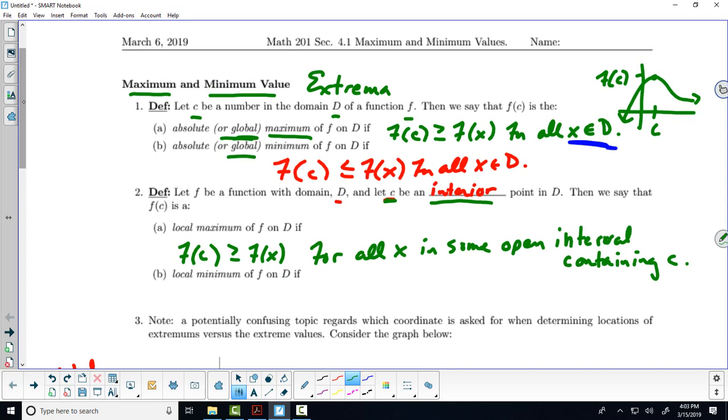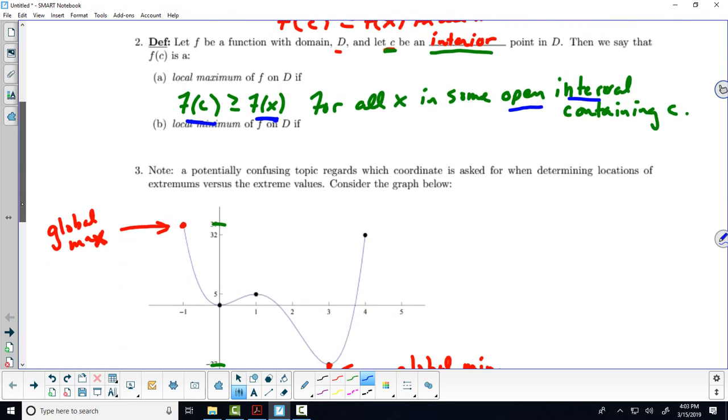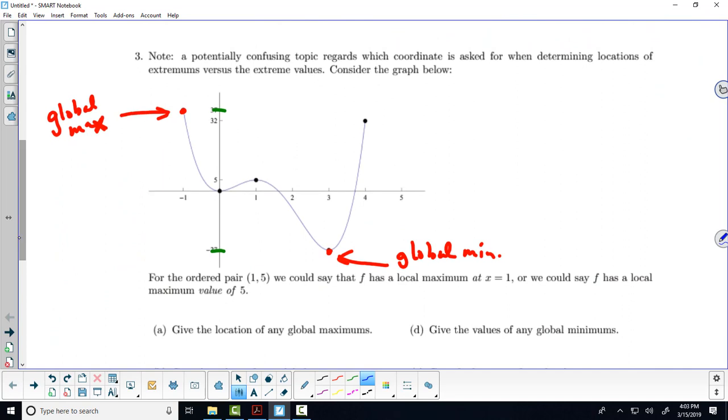Okay. So you still have to be the greatest y value around, but only in some open interval containing the point. So let's go down here. Let's look at this function right here, and let's see if we can identify a local maximum. Okay? Well, first of all, I cannot pick x equals -1 to be a local maximum. How come?